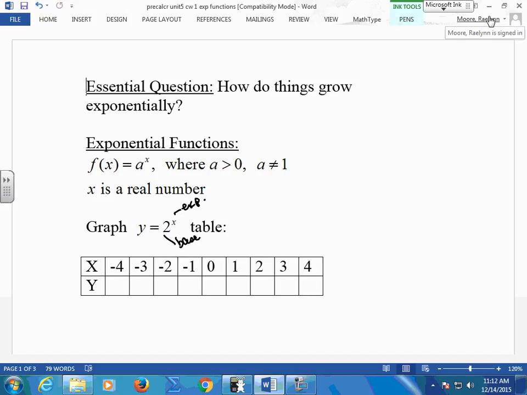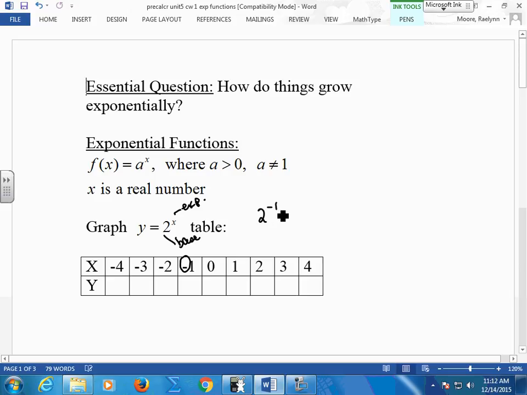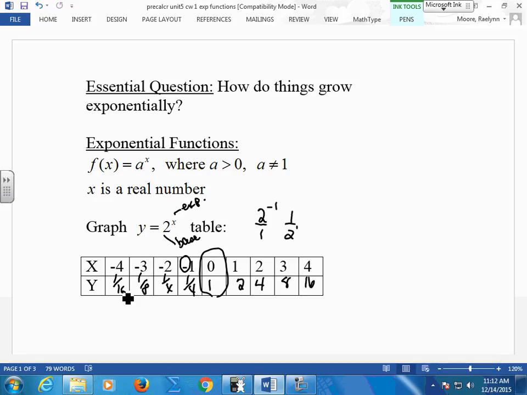Does anybody remember what a negative exponent does? When I say 2 to the negative 1, it turns out to a half. It takes this and takes its reciprocal to the positive. Good. So you can fill these guys in. And the most important one we're going to look at is when it's a 0. And to the negative 1, 1/4, 1/8, 1/16. Notice that they're not negative values. But our values get closer and closer and closer to your x-axis.